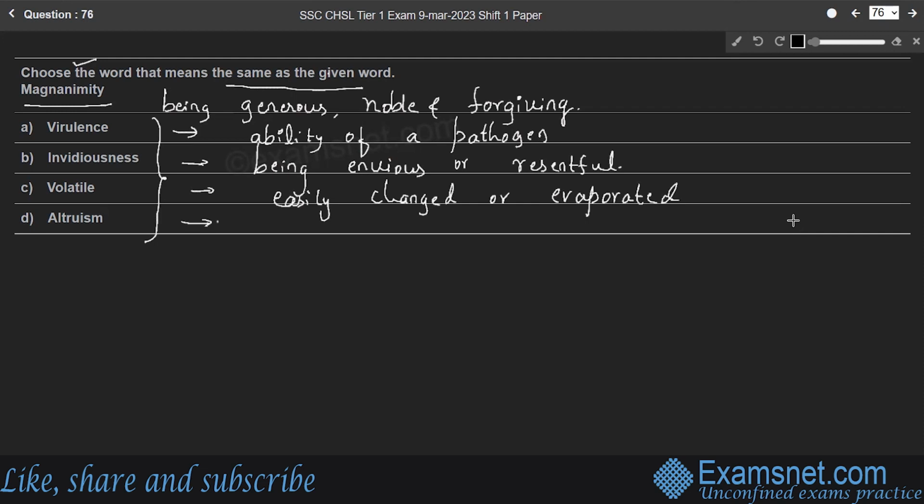So last one, altruism. On the other hand, altruism refers to selfless concern for the welfare of others. So selfless concern. Here the option D, altruism, right? So the meaning of altruism is the same as magnanimity, being generous, noble and forgiving. Therefore, option D is the right answer, which means the same as the given word.